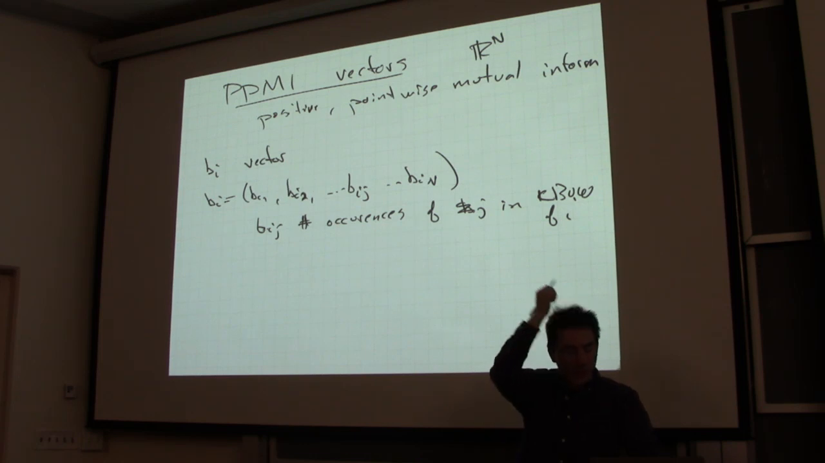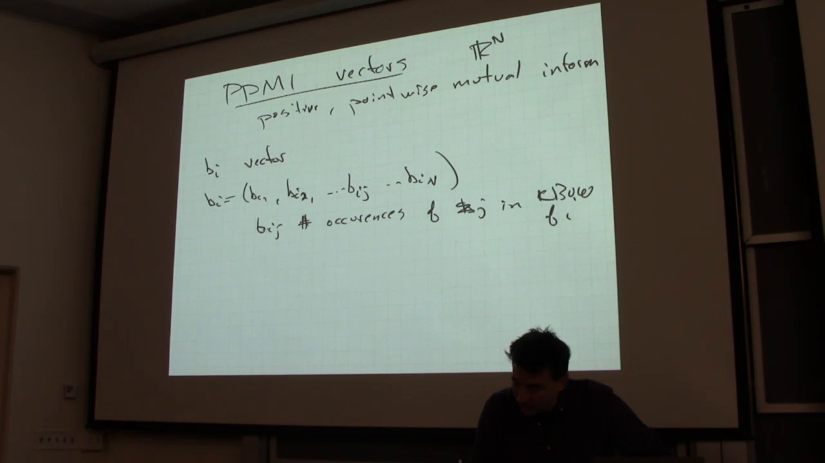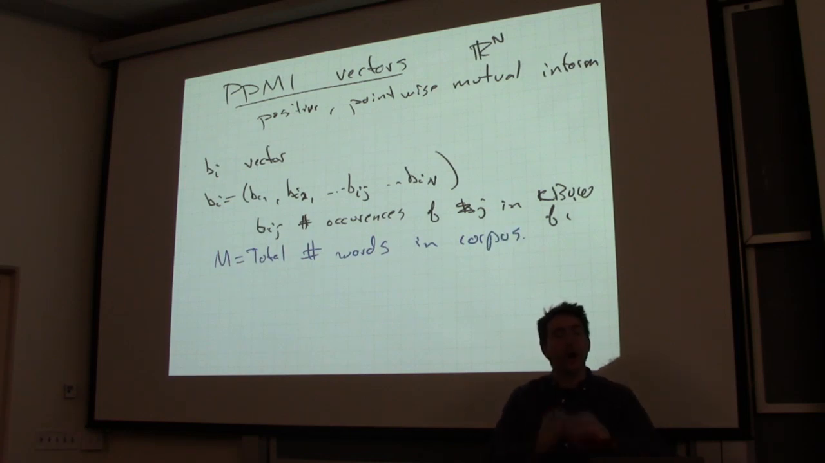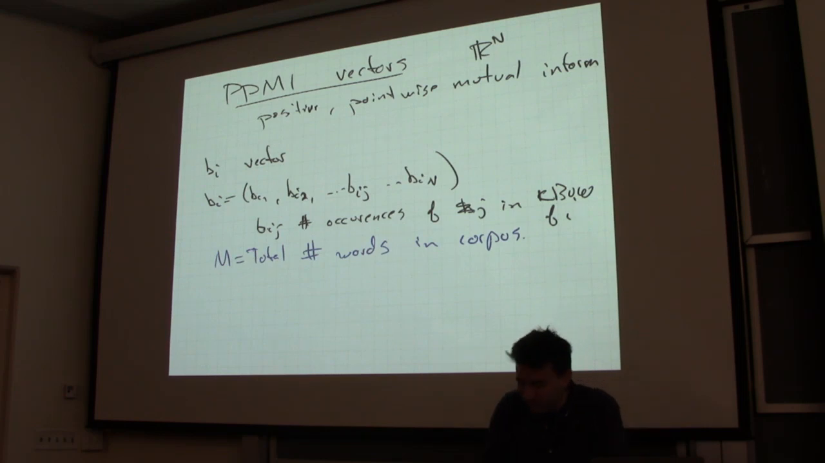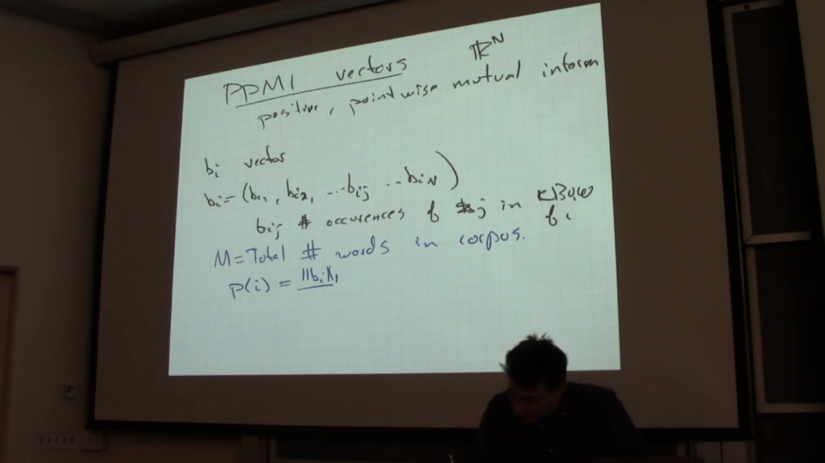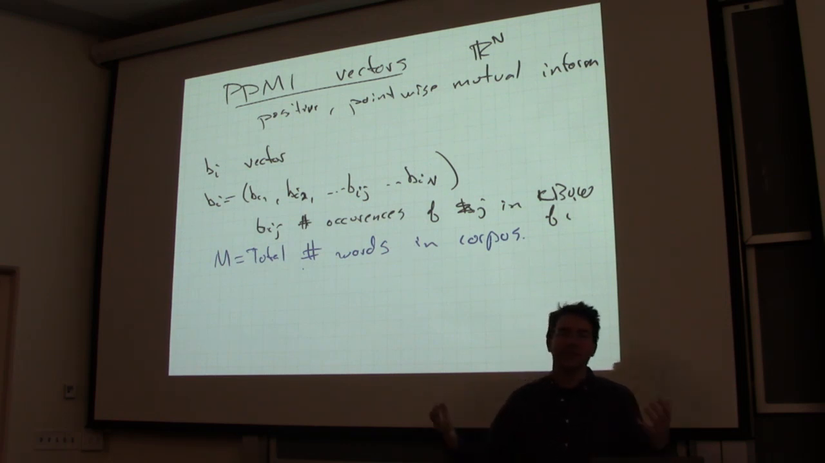So I'm going to start with these, and I'm also going to have some number. We're going to say M is the total number of words in the corpus. So if I take all of Wikipedia and just count the number of words, not the number of distinct words, just the number of words in all of Wikipedia, that would be M. Then I can define a probability of i equal to the 1 norm of B_i, which is the total number of times Apple occurs. Actually, this is divided by the context words, so it's not quite right. What is a corpus? It's the whole data set. A big data set of text is also called the corpus.